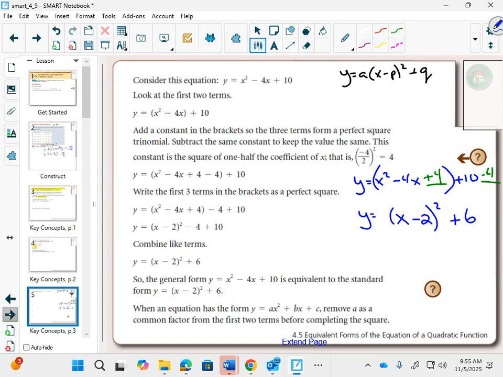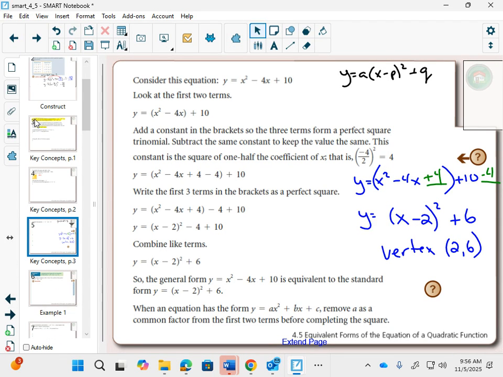And my vertex is at 2, 6. My A value is 1, so it opens up. Goes over 1, up 1, over 1, up 3, over 1, up 5. I can graph this very quickly and easily if it's in the standard form. So that is our goal. Our goal is to take the general form and change it to get the standard form. And we do that by completing the square.